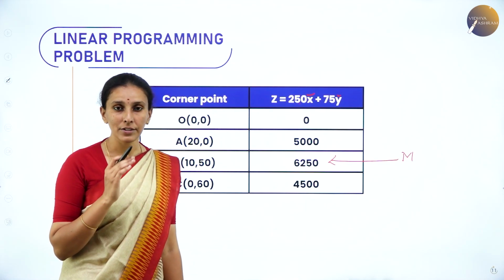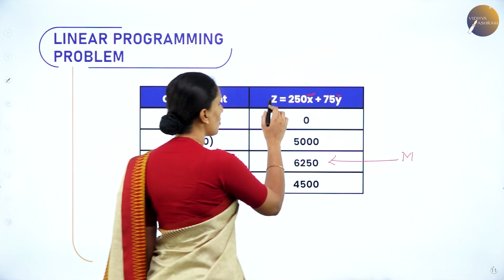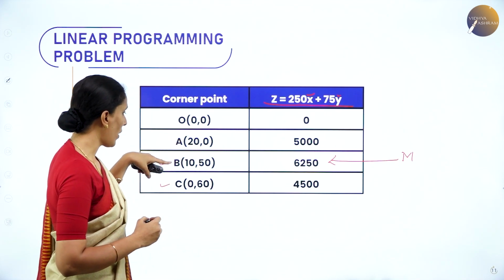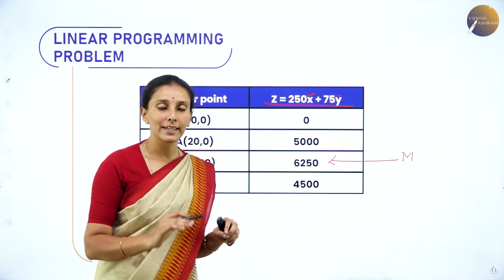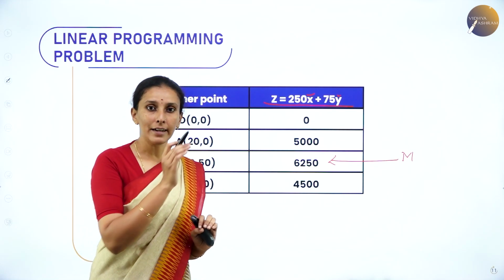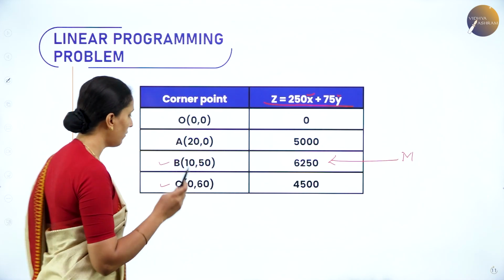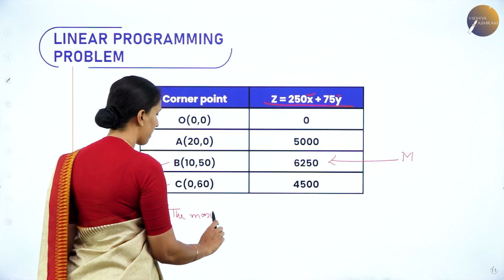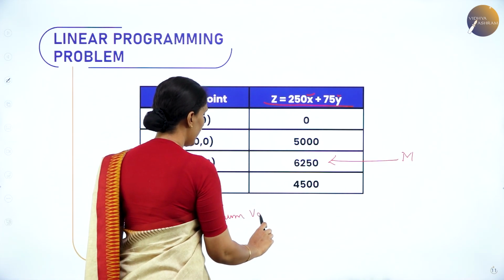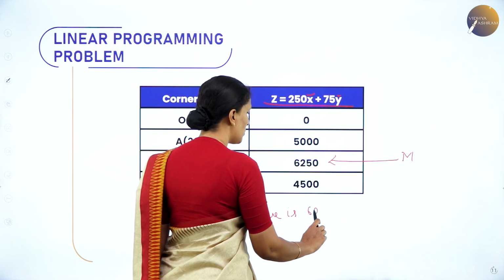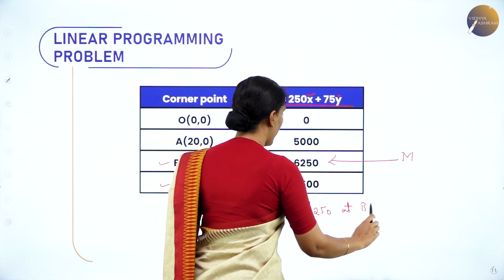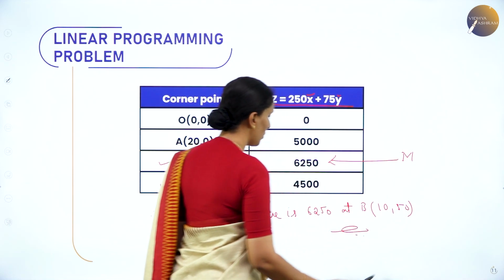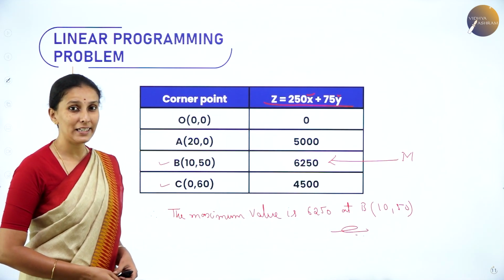Now, my aim is to find the maximum value of this objective function here. So, I have got the maximum value at the corner point 10, 50. So, we always get the maximum value of the function at the corner points for the bounded region. So, therefore, we can conclude the statement here. The maximum value is 6250 at the point B, so 10, 50. So this will be the maximum value for the given linear programming problem.